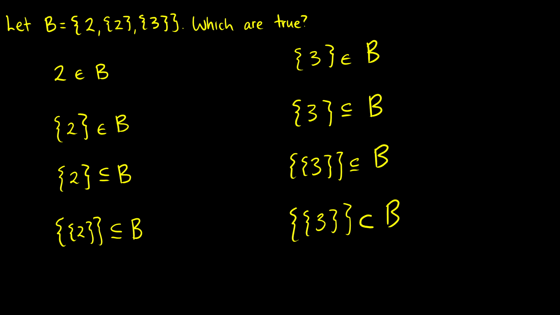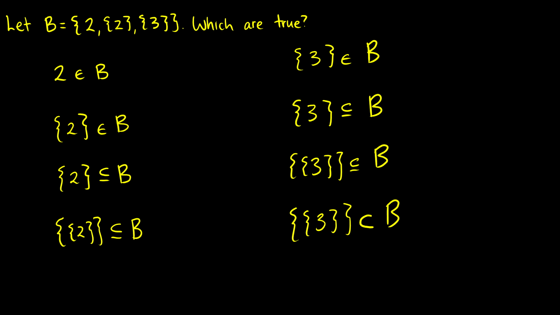In this video we're going to tackle some problems with sets and subsets. So, for our first question, we have a set B containing the elements 2, the set containing 2, and the set containing 3. We have 8 statements here, and we want to know which ones are true.